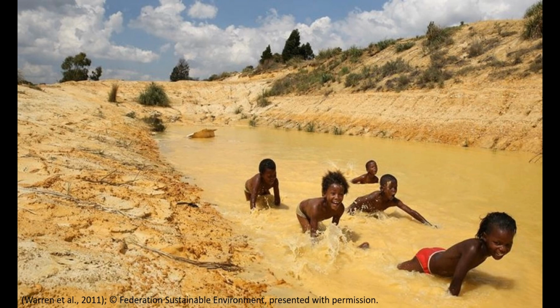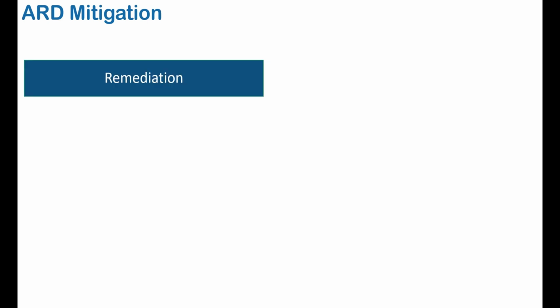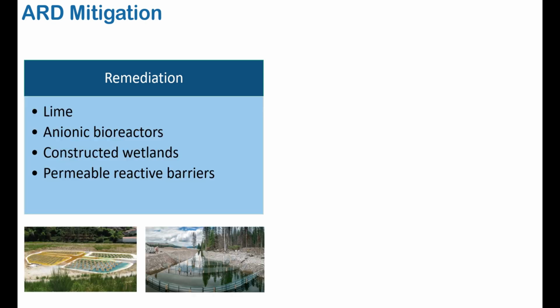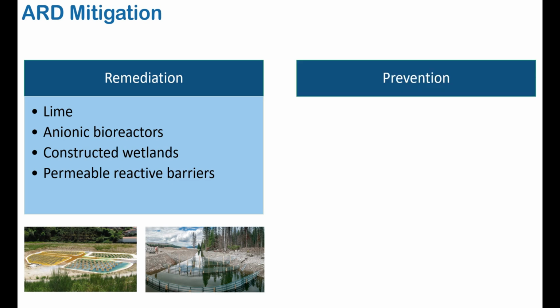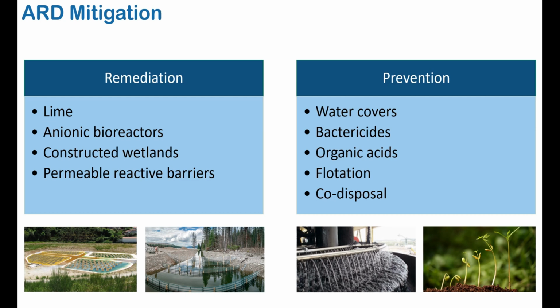ARD mitigation can be broken down into two broad categories: remediation and prevention. Remediation works on treating ARD that already has been generated and includes the treatment of ARD with lime, anionic bioreactors, constructed wetlands, and permeable reactive barriers. As the name suggests, the aim of ARD prevention techniques is to prevent the generation of ARD, and these methods include the use of water covers, bactericides, organic acids, flotation, and co-disposal.